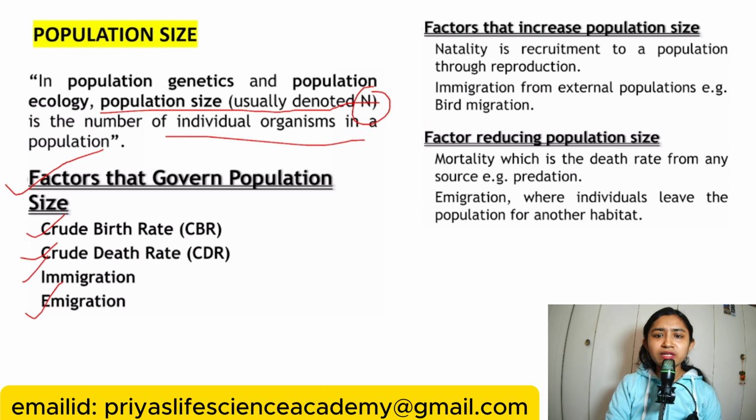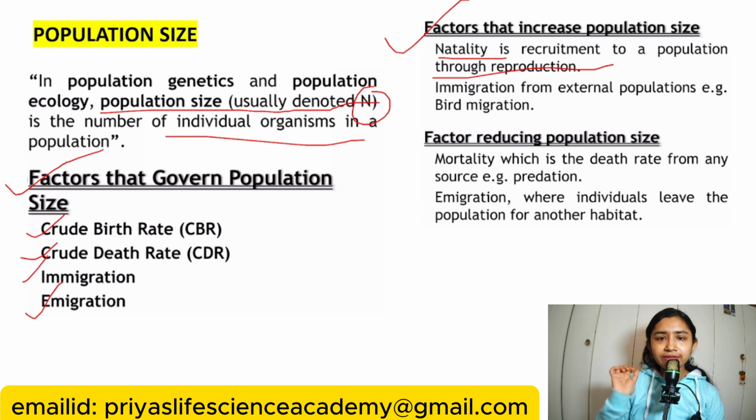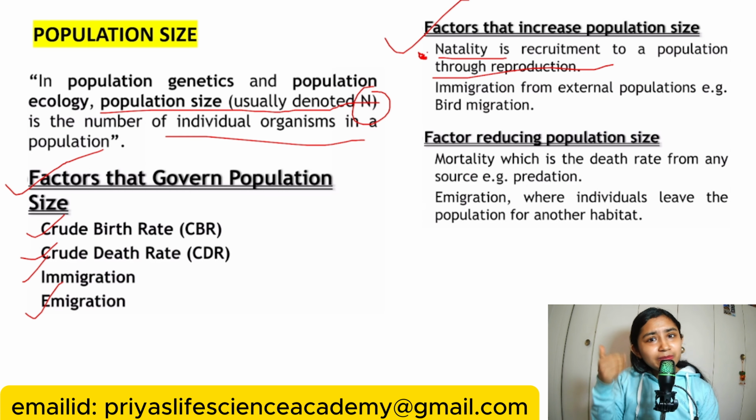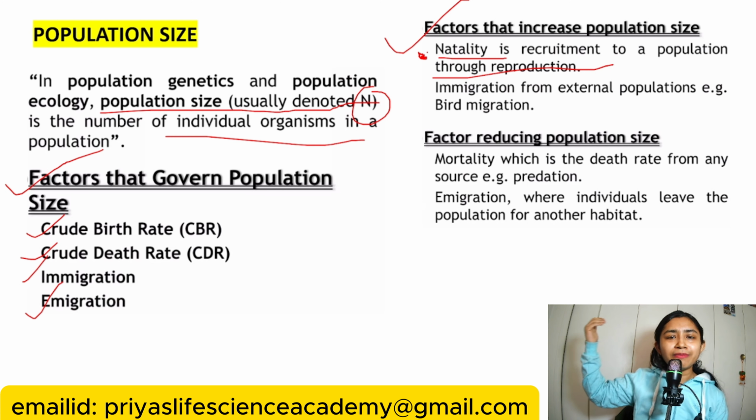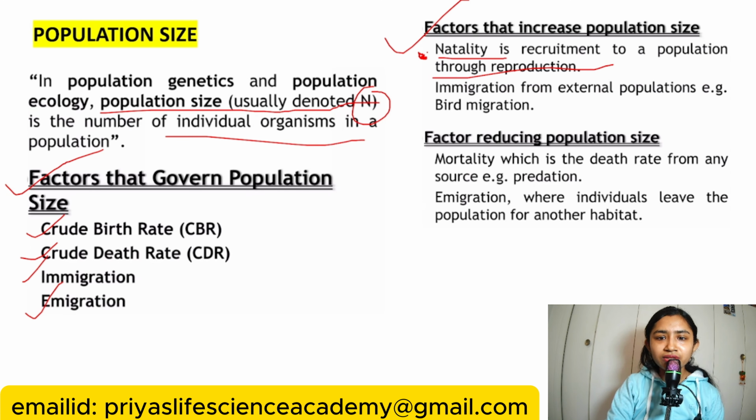Okay, so what are the factors that increase population size? Natality is recruitment to a population through reproduction. So there are two factors which actually increase the size of the population. Number one is natality. What is natality? It is the recruitment of a population through reproduction. And another, yes, you guessed right, immigration. New individuals are coming from outside into the population. So immigration from external populations, for example bird migration. You know that in different seasons bird migration happens. That's a factor for increasing the size of the population. So natality and immigration will increase the size of the population.